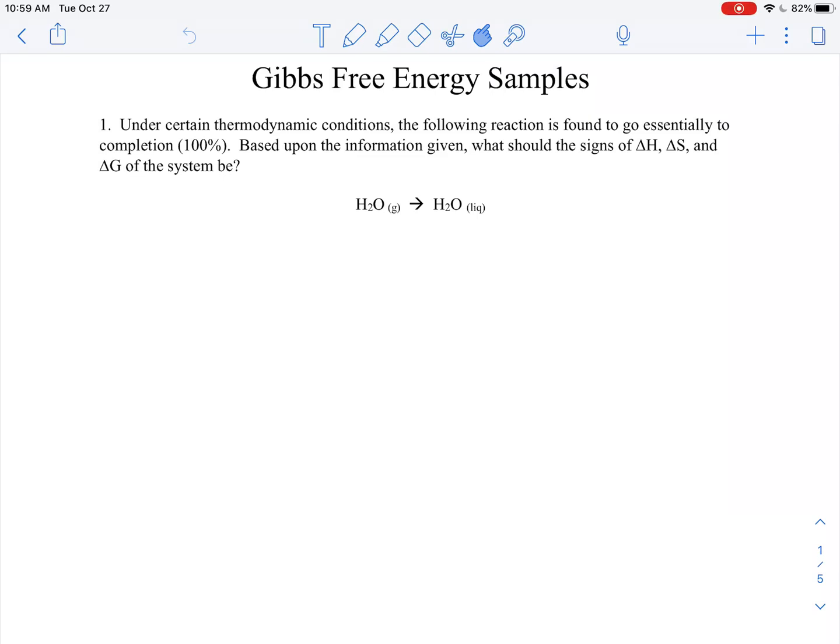Our last topic here in thermodynamics is the whole idea of Gibbs free energy, which is the combination of H, S, and T put together to form G. So, a couple of things to remember about Gibbs free energy. The Gibbs free energy is delta G is equal to delta H minus T delta S.